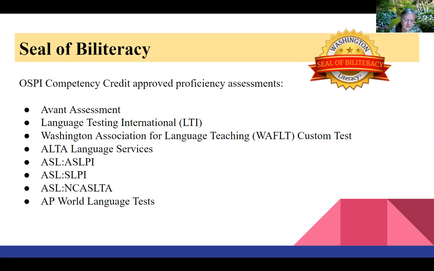OSPI also has testing guidelines for competency credits that are used for heritage and advanced language students to receive up to 4 years of high school credit and the seal of biliteracy, as you see on the slide. It lists which proficiency assessments meet the state requirements to be used for these credits. You can see the list here: Avant, LTI, custom testing, ALTA, AP, IB. And so when a student is a senior and they have passed all of their English and have high proficiency in another language, then they qualify for the seal of biliteracy.